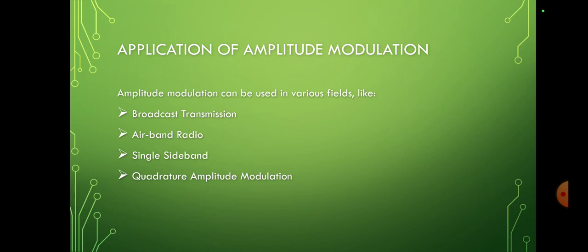Next is airband radio. AM is used in VHF transmissions for airborne applications such as ground-to-air radio communication or two-way radio links for ground staff personnel. Then single sideband: amplitude modulation in this form is used for HF radio links or point-to-point HF links.